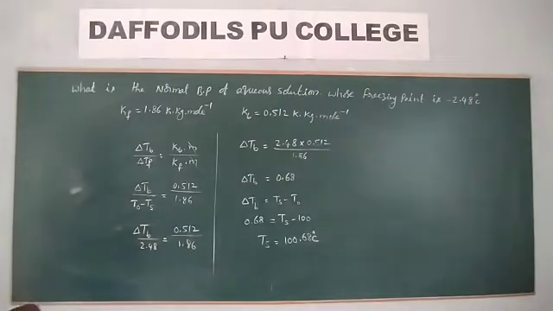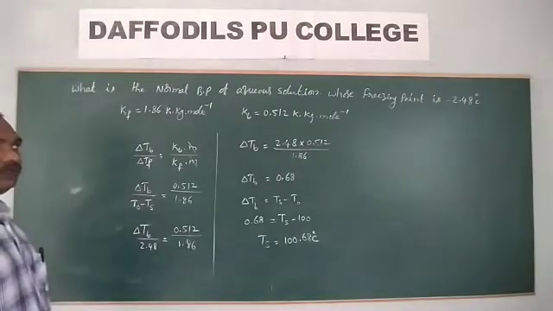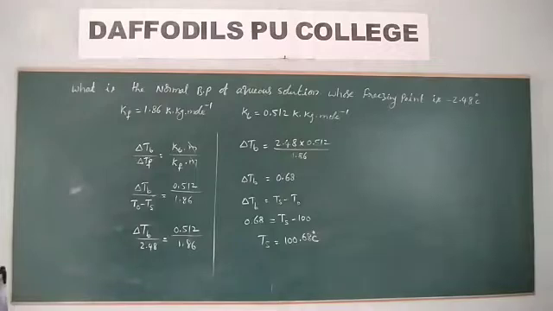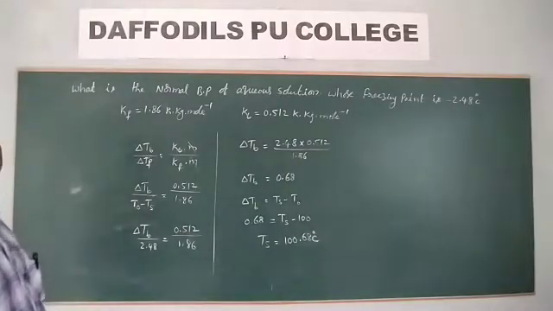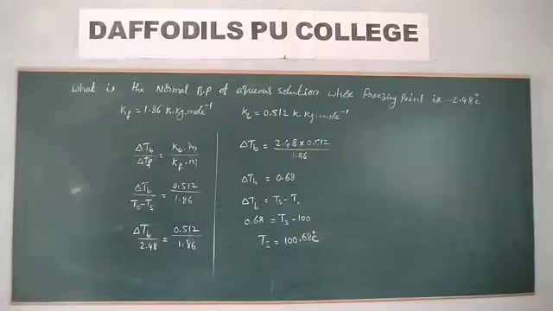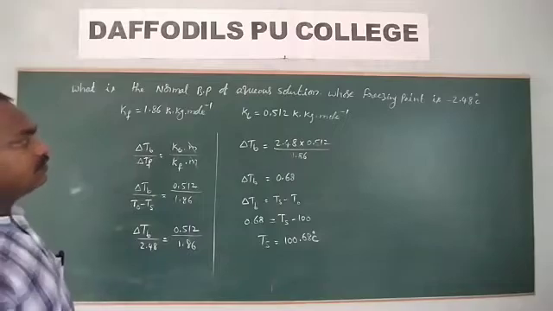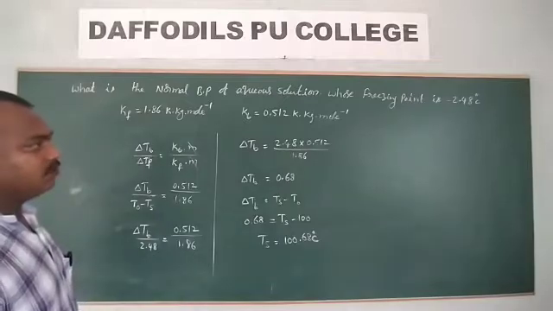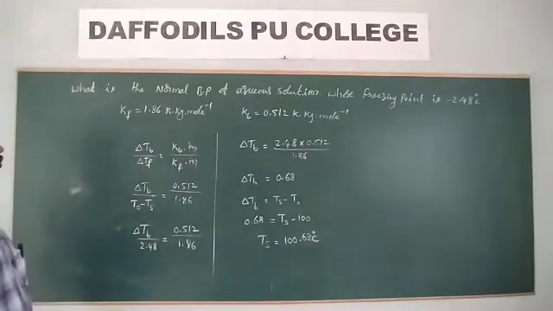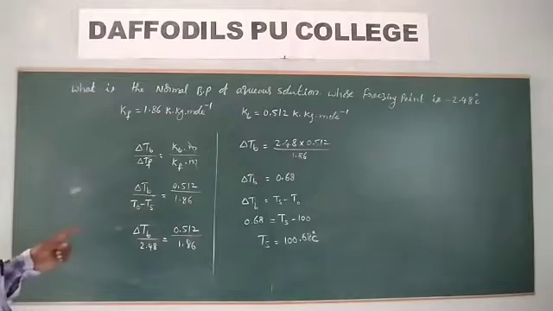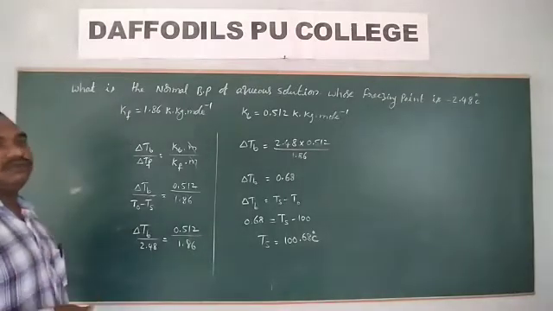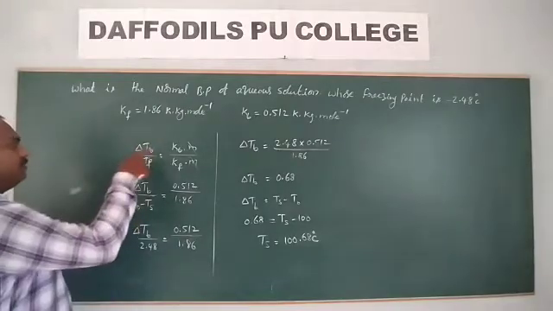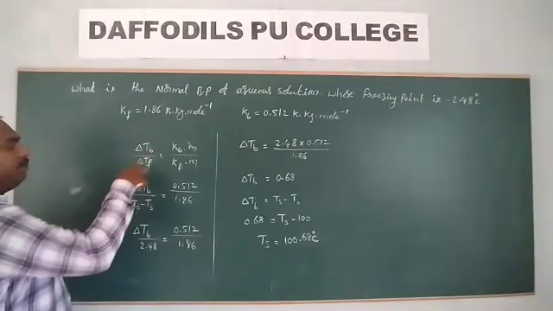Now look at this problem. What is the normal boiling point of an aqueous solution whose freezing point is minus 2.48 degrees centigrade? Kf is equal to 1.86 Kelvin kg mole inverse. Kb is 0.512 Kelvin kg mole inverse. So now you have to compare the elevation in boiling point and the depression in freezing point. I am taking the formulas of these and comparing.